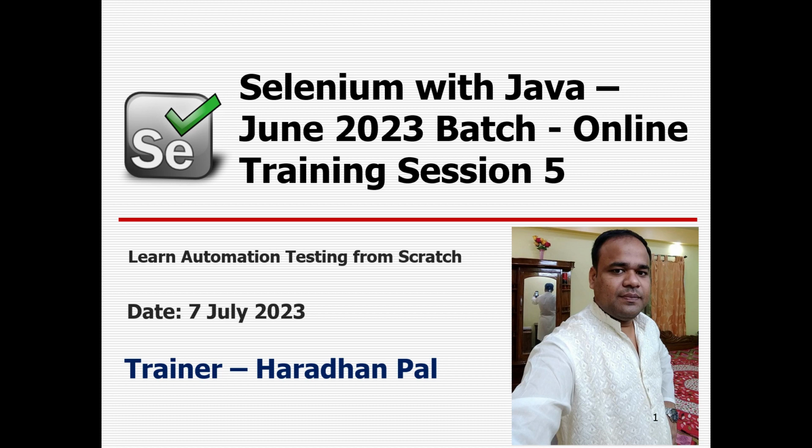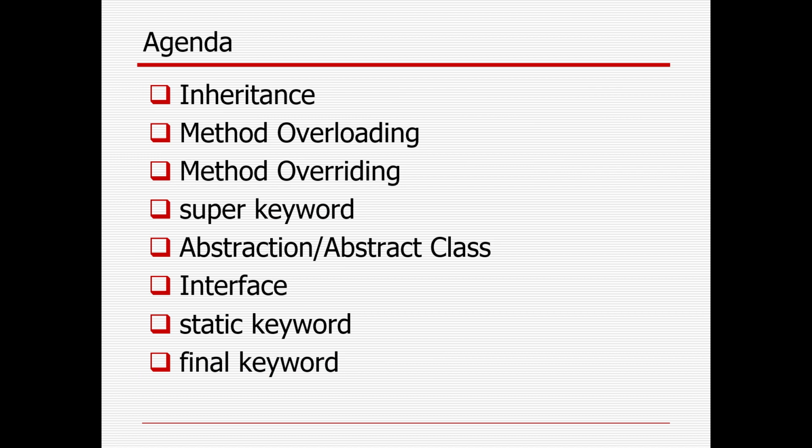So today's session is also part of the advanced Java section, where primarily I will focus on the Java OOPS concept. You will understand the OOPS concept, then inheritance, method overloading, method overriding, this and super, static and final keywords, and abstraction or abstract class along with the interface. These are the topics that will be covered in today's session.